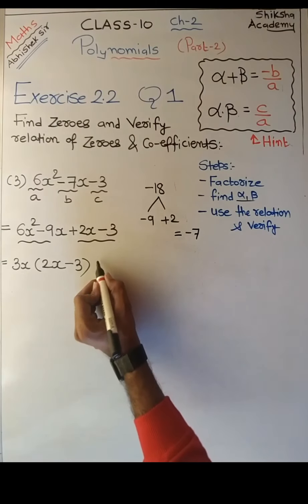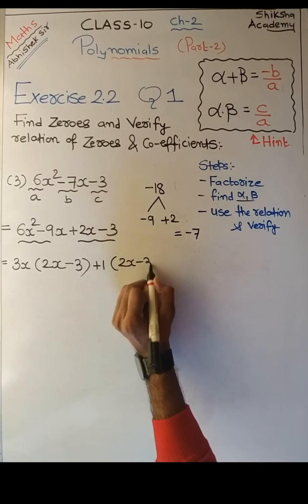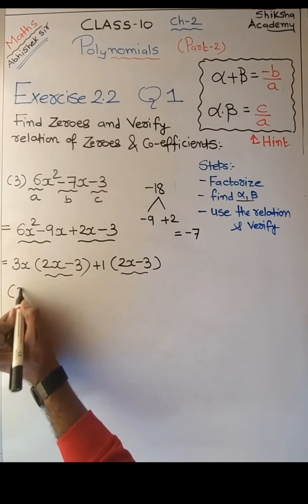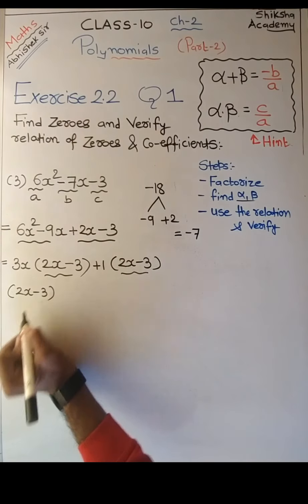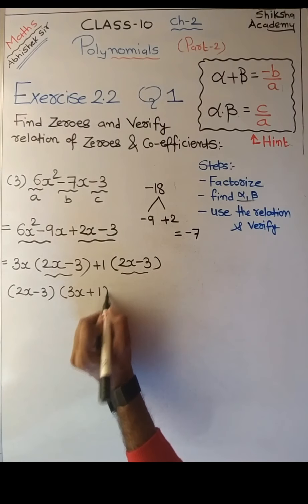In the last two terms nothing is common, so write plus 1 and repeat the bracket. You can find that we have common brackets. So write that common bracket first, 2x minus 3. Whatever is remaining will be there in the next bracket, right?